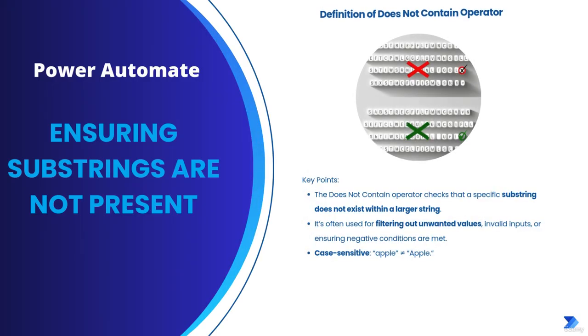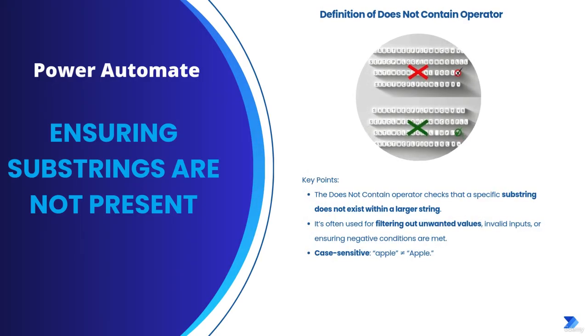Does not contain definition. The does not contain operator checks if a specified substring does not exist within a larger string. This operator is useful for validating inputs, filtering out unwanted values, or ensuring that certain conditions are not met. As with the contains operator, the comparison is case-sensitive, meaning apple and Apple will yield different results.